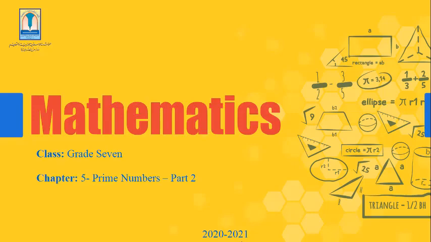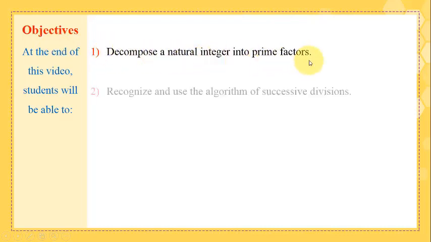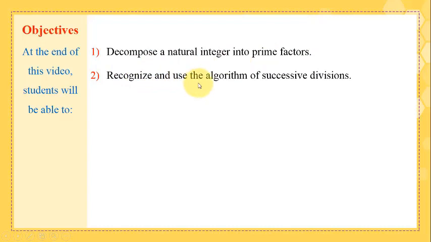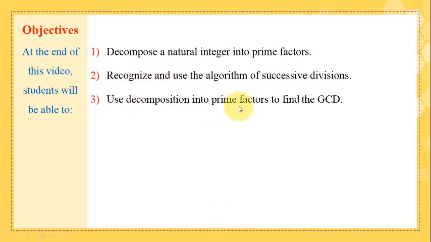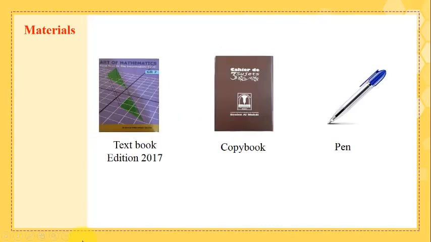This is chapter 5, prime numbers, part 2. Objectives. At the end of this video, students will be able to decompose a natural integer into prime factors, recognize and use the algorithm of successive divisions, use decomposition into prime factors to find the GCD, and use decomposition into prime factors to find the LCM. Materials you will use: your textbook, your copybook, and a pen.